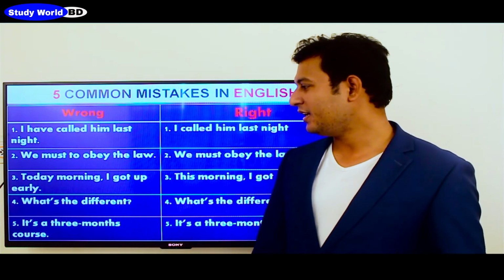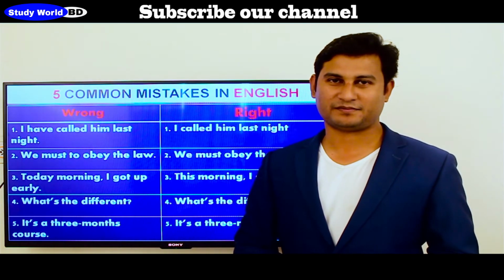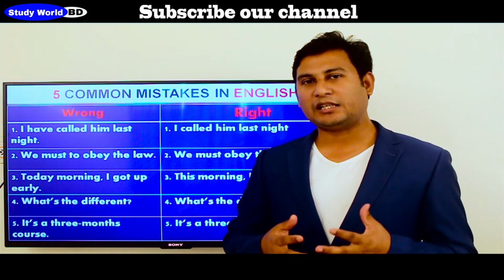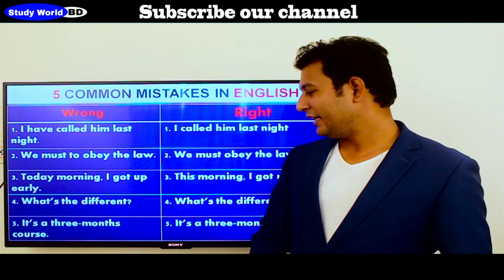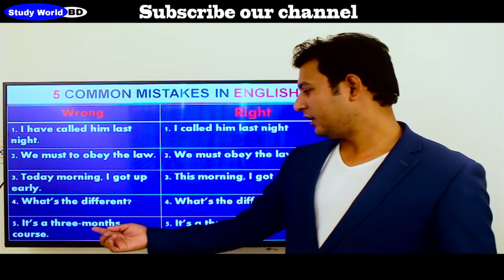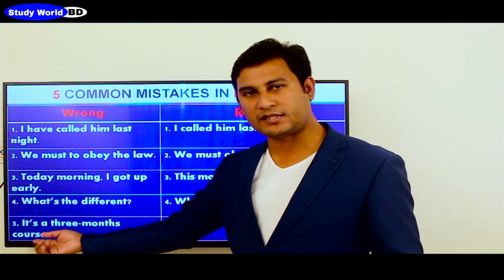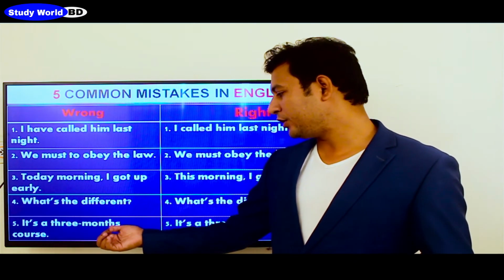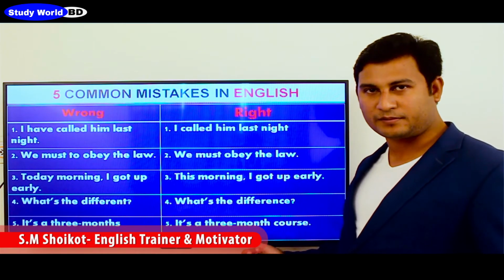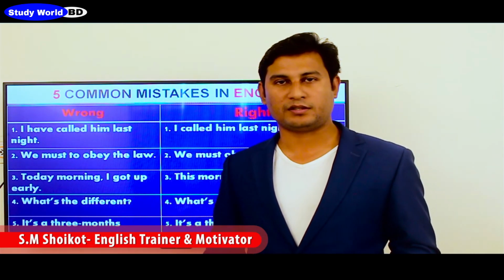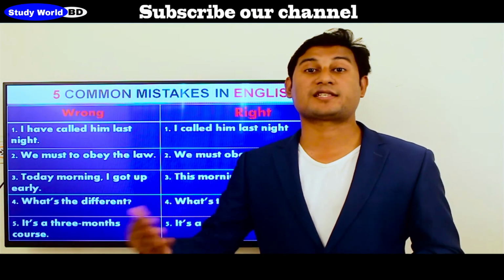Okay, and the last one is "a 3 months course." Usually we don't think this is a mistake. Where is the mistake here? 3 month is basically an adjective because course is a noun. So we should erase s here. It will be it's a 3-month course or it's a 2-month course. It's a 2-month training program, not 2 months.